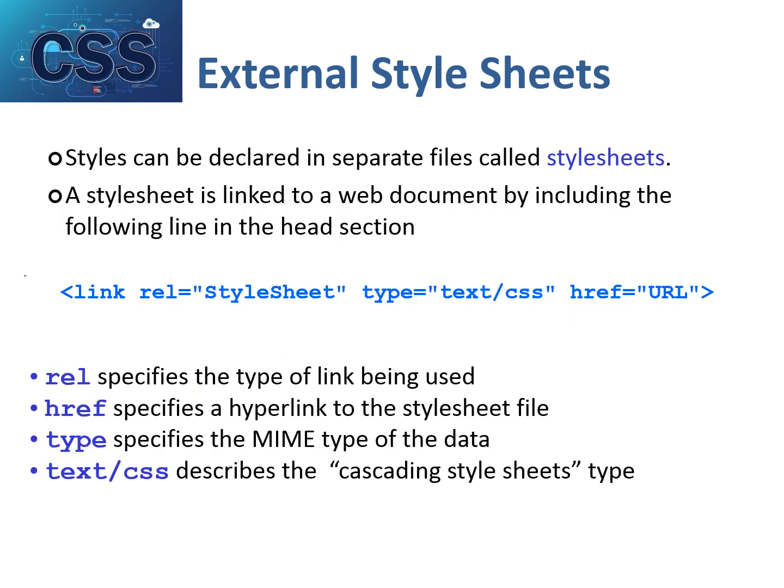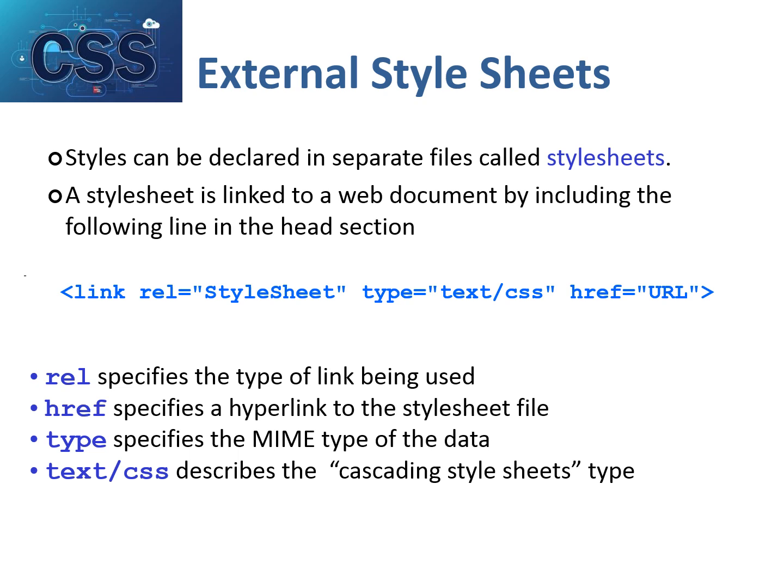Styles can be declared in separate files for style sheets. A style sheet is linked to a web document by including the following line in the head section. So for including the external style sheet in an HTML document, we have to use the link tag. Link relation should be specified as stylesheet. Then you have to specify the type attribute text/css, then the href attribute, hyperreference, which contains a URL or path of the corresponding external style sheet.